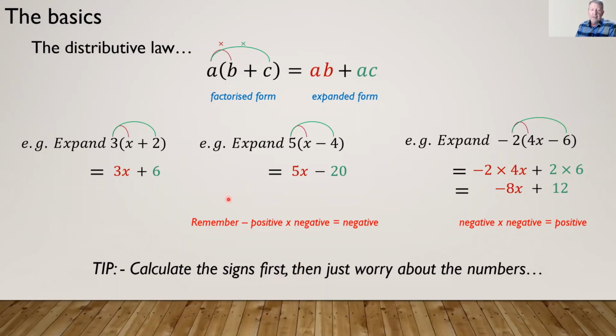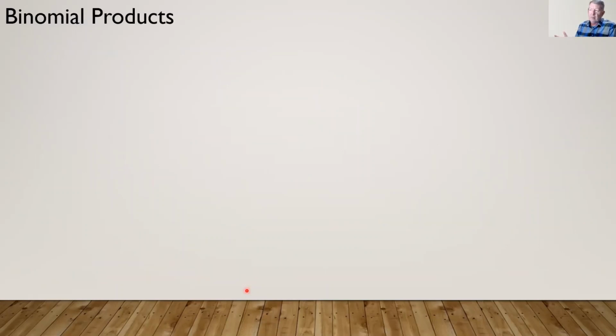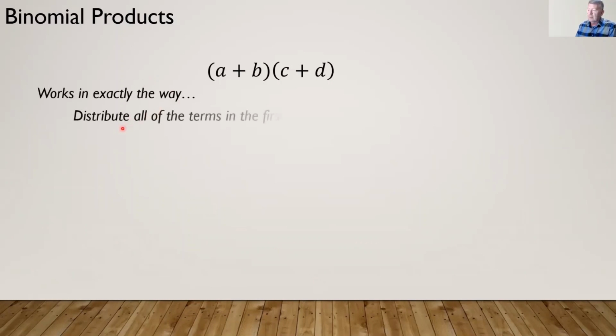All right. It does get slightly more involved than that. We are going to have a look at binomial products. What does that mean? Well, that looks something like that. That's a binomial product. But the good news is it works in exactly the same way. All we're going to do is distribute all the terms in the first bracket across all the terms in the second. So we're going to do the A times the C.